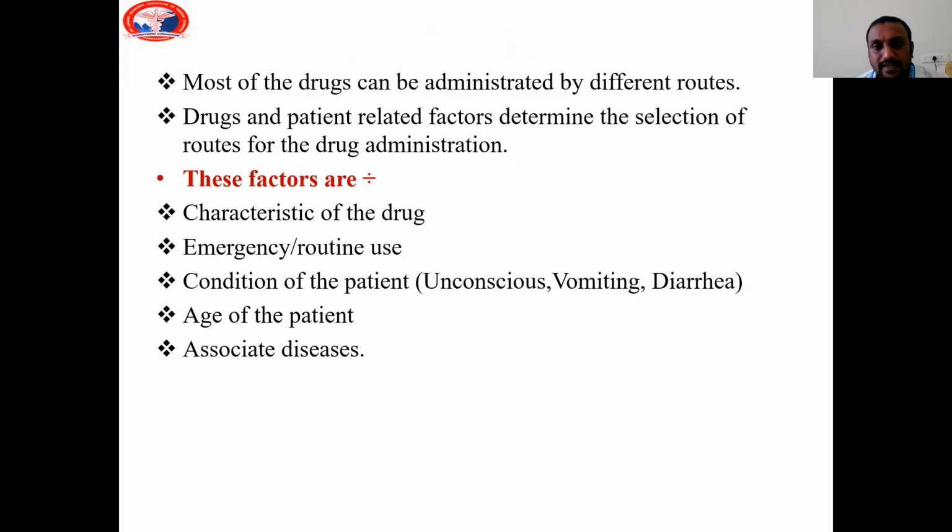Most drugs can be administered by different routes. Drug and patient related factors determine the selection of the route of drug administration. These factors are the characteristics of the drug, the emergency route we use, and the condition of the patient, whether the patient is unconscious, or has severe vomiting or diarrhea. According to the patient's condition, we have to select the particular route of drug administration. Also the age of the patient and associated diseases.